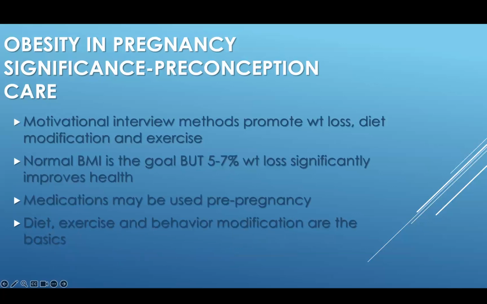We're going to have another talk on these motivational interview methods in an attempt to promote weight loss and diet modification with exercise in these patients. But preconception care in patients who are overweight and have clinical obesity is critical. While normal BMI is the goal, there has been shown to be a significant improvement in health, even with a 5 to 7% weight loss in patients who are over BMI of 30. Medications for weight loss certainly can be used in pre-pregnancy. One just has to be cautious about a patient becoming pregnant during the use of these medications. Diet, exercise, and behavioral modification are the basics. And then bariatric surgical interventions and referrals to weight loss clinics can be the mainstay of patients who have severe clinical obesity. Next slide.